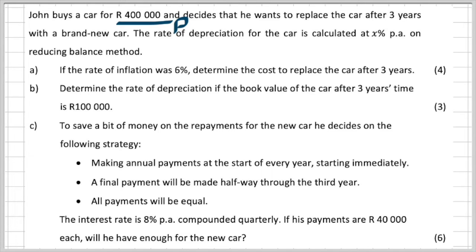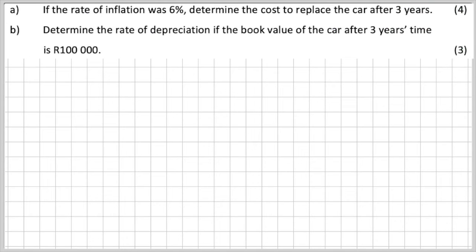First of all, the P value is 400,000. We know that the N is going to be 3 years, and they give me the rate of depreciation as being X. So I don't really know what X is, but I can safely assume that they're going to ask me to calculate X at some point. Okay? So let's try A and B.